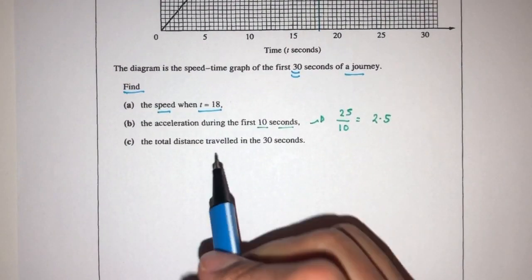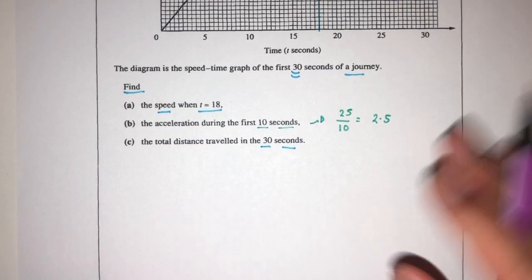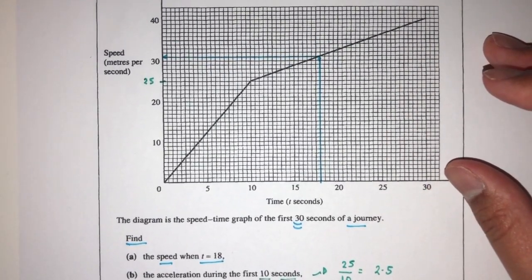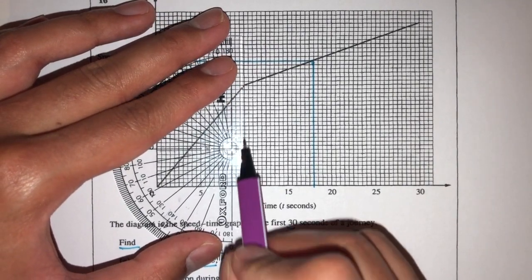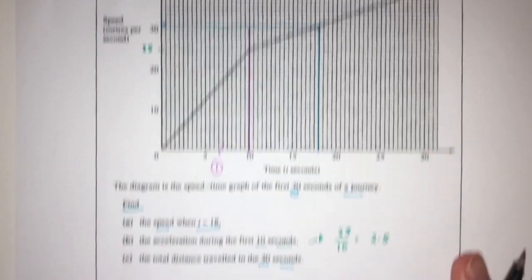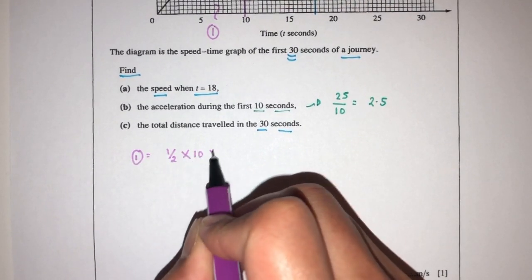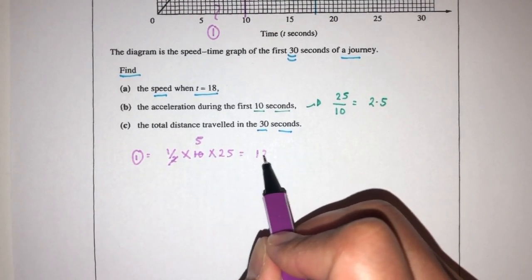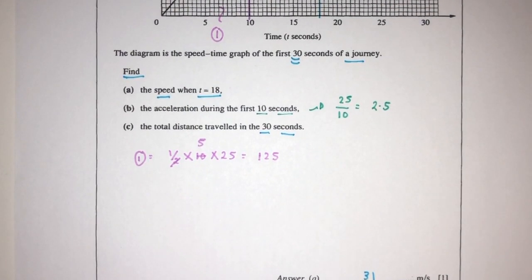Now the last one will be to find the distance traveled in the 30 seconds. Now as we know, the distance traveled is the area under the graph for the 30 seconds. Now we have to break this down into two parts to find the area. So first part here, we can look at this triangle, right? Let's call this number 1. Number 1 is a triangle: half times base times height. That will be 5 right here. That should be 125. Okay, so that will be part 1 for the area.